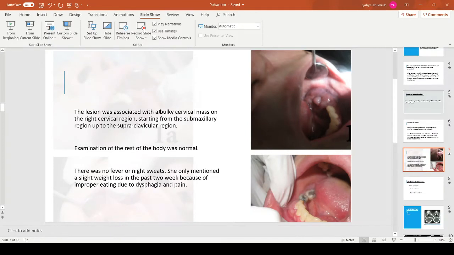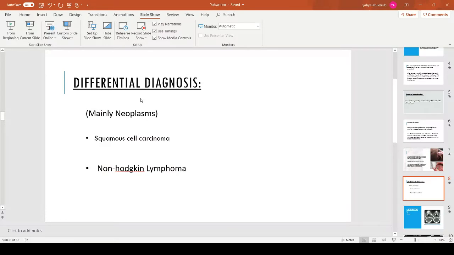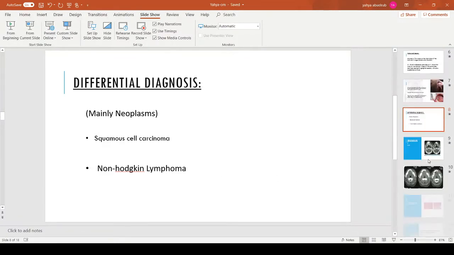Regarding the lesion, it was associated with a bulky cervical mass on the right cervical region, starting from the submaxillary region up to the supraclavicular region. The rest of the body was normal. There was no fever, no night sweats, and she only mentioned a slight weight loss in the past 2 weeks because she didn't eat well due to dysphagia and pain. The differential diagnoses are mainly neoplasms: squamous cell carcinoma and non-Hodgkin lymphoma.